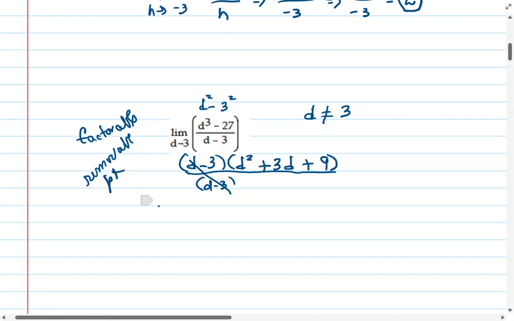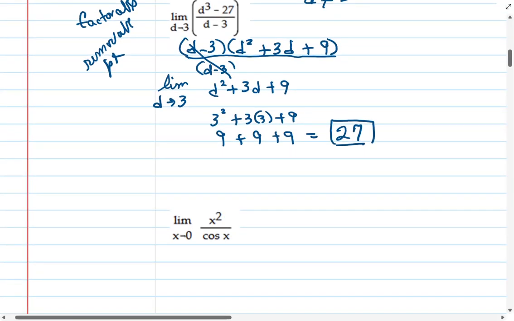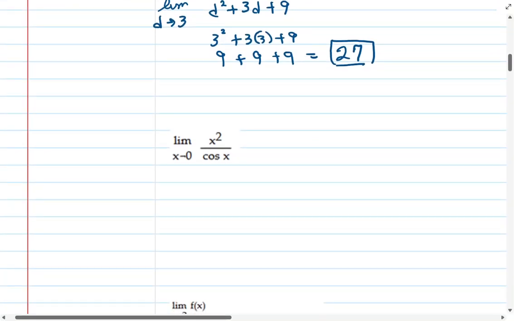And now we can take the limit as d approaches 3 of our function d squared plus 3d plus 9. So this is going to be 3 squared plus 3 times the 3 plus the 9. And we get the limit of 27. So that is what we would have.